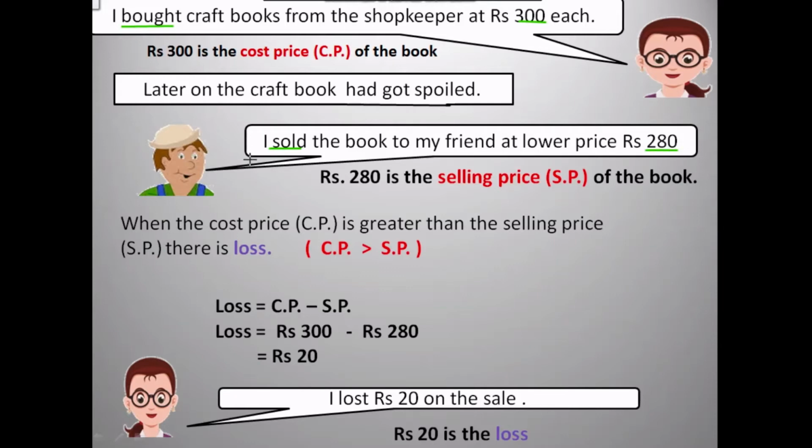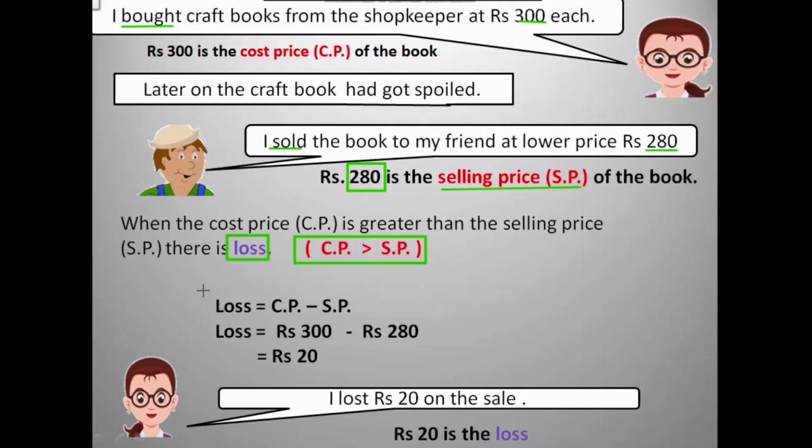I sold it. Sold means here is the selling price. The selling price of the book is 280. Now here you can see that cost price is greater than selling price. Means here is the loss. Loss is nothing but the difference between cost price and selling price.